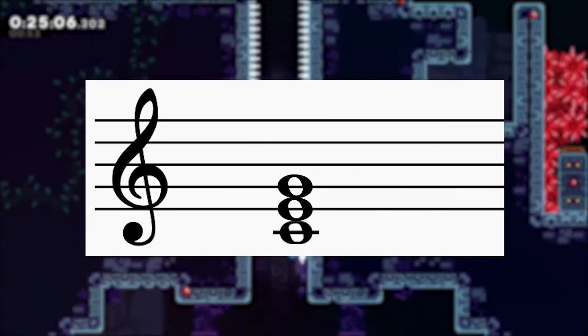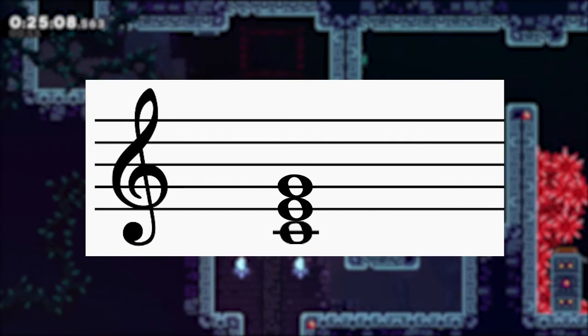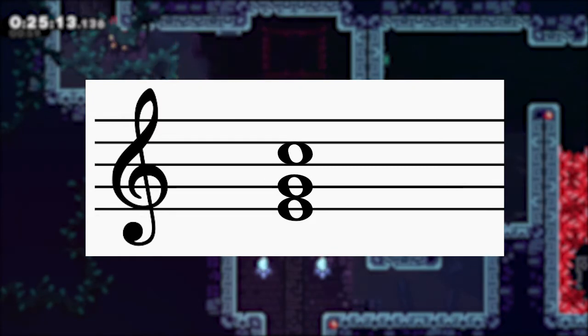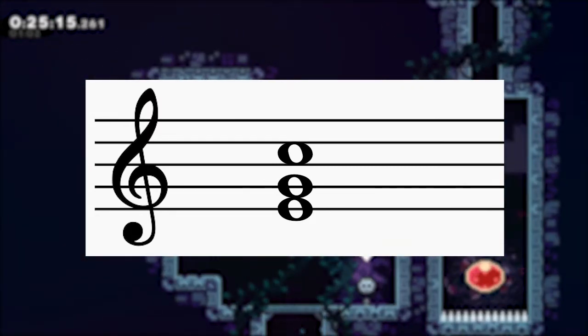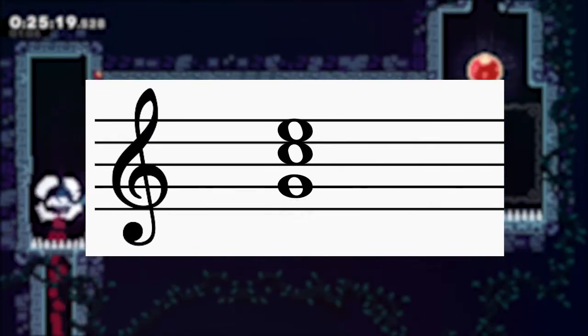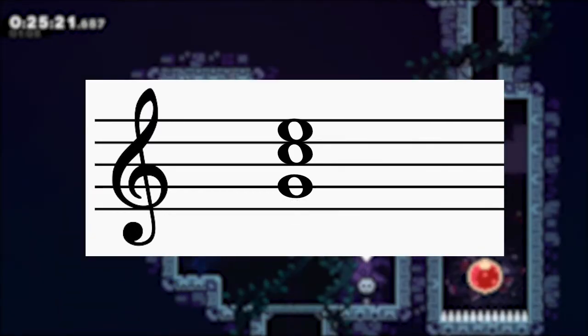In this case, where C is the lowest note, the triad is considered to be in root position. If the first note above the tonic, in this case E, is the root note, then the chord is in first inversion. If the second note above the tonic, G, is the root note, then the chord is in second inversion.